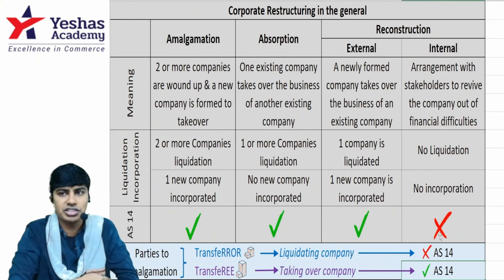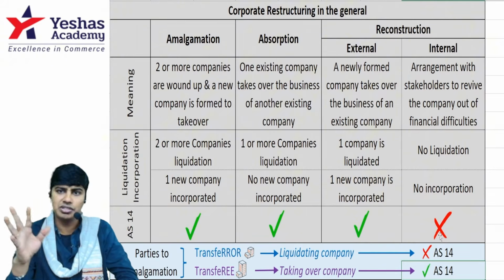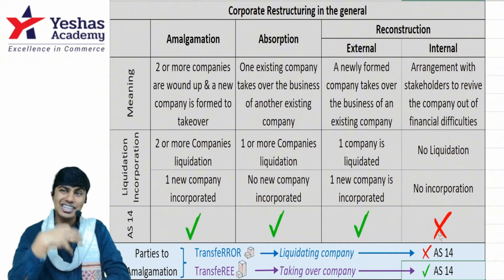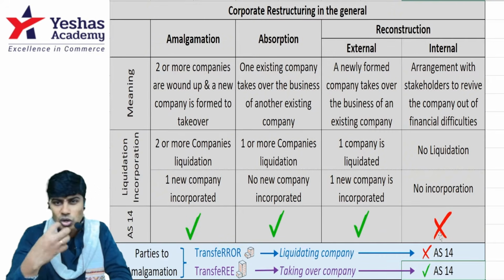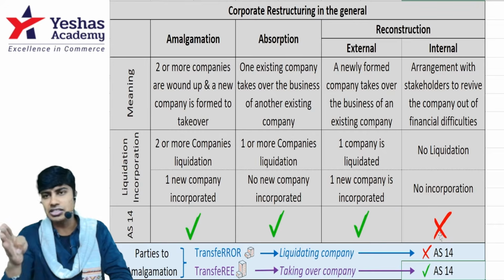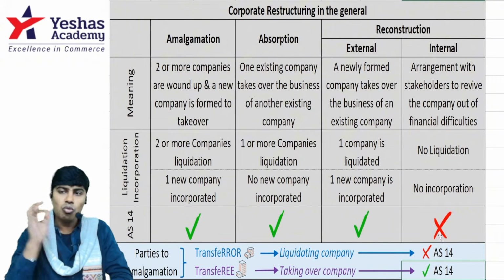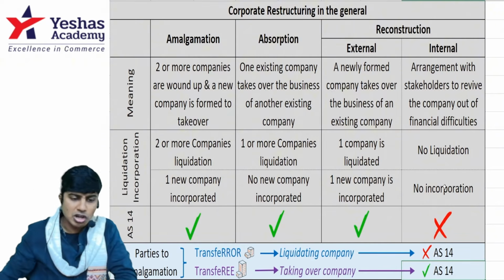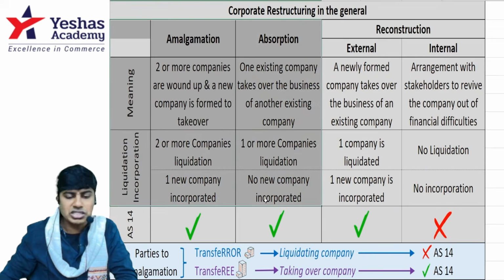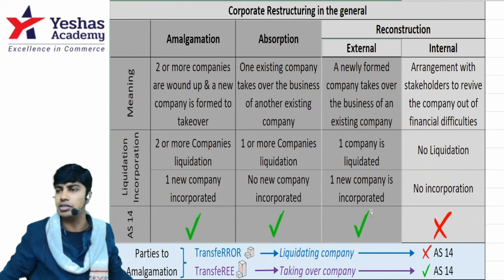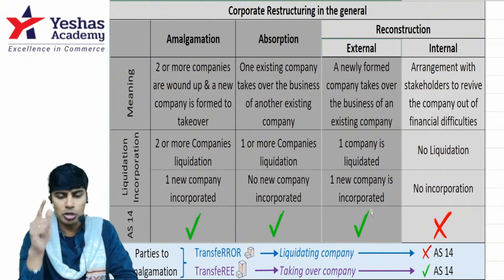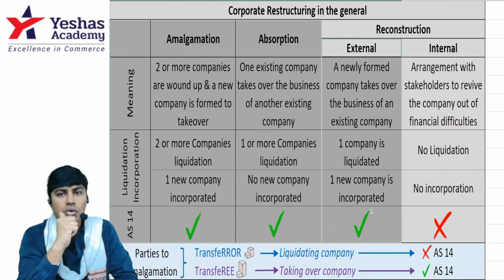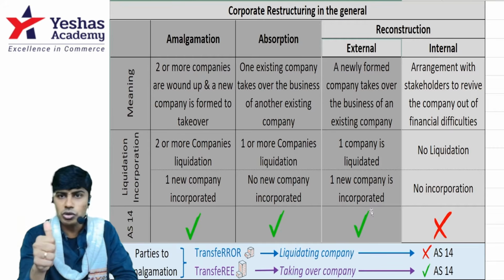That is external reconstruction. Lastly, we have internal reconstruction, where the company will not go through liquidation. There will be no incorporation also. Internally, it will reform itself to look like a better company. Internal reconstruction, we'll discuss as a separate chapter. Whatever these three words that we use in our corporate world, amalgamation, absorption, and external reconstruction, are all covered in the context of accounting standard 14 that we are learning in CA. All the three are covered in the context of accounting standard 14. I hope you got it.